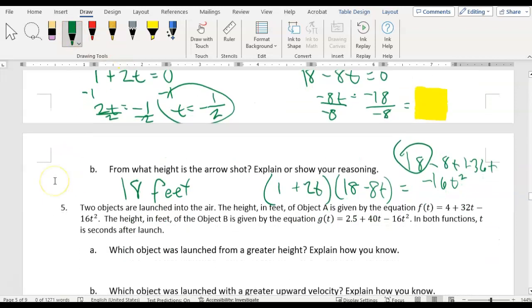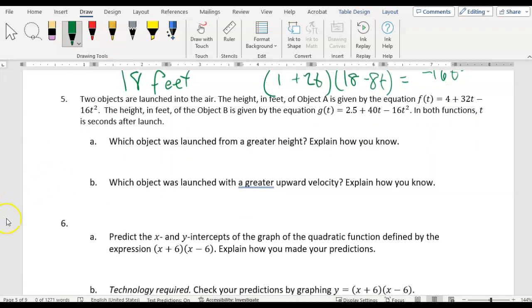All right, let's take a look at the next one. All right, so here we have 2 objects that are launched into the air. The height in feet of the first object is in this equation, and then the height of the second object is here in this equation. In both functions, these 2 equations, t is seconds after launch. So we're looking at time in seconds. Which object was launched from a greater height?